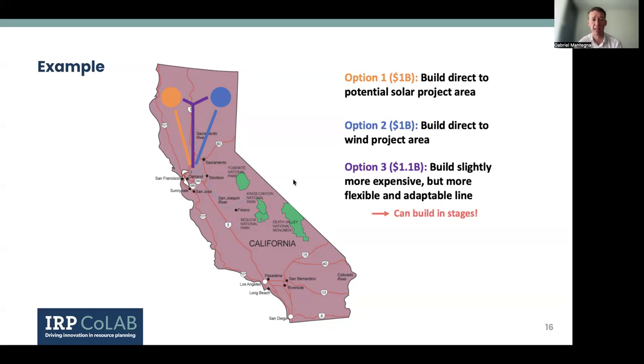And at the top right, in blue, we have a potential wind project area. You can imagine that there are three potential transmission upgrade options to connect these resources. One is directly connecting the solar resource to load. That's this line in orange. Another is directly connecting this wind project area to load. That's the one in blue. And the third one, in purple, is a more flexible line that can be useful regardless of which resource actually is available and shows up.